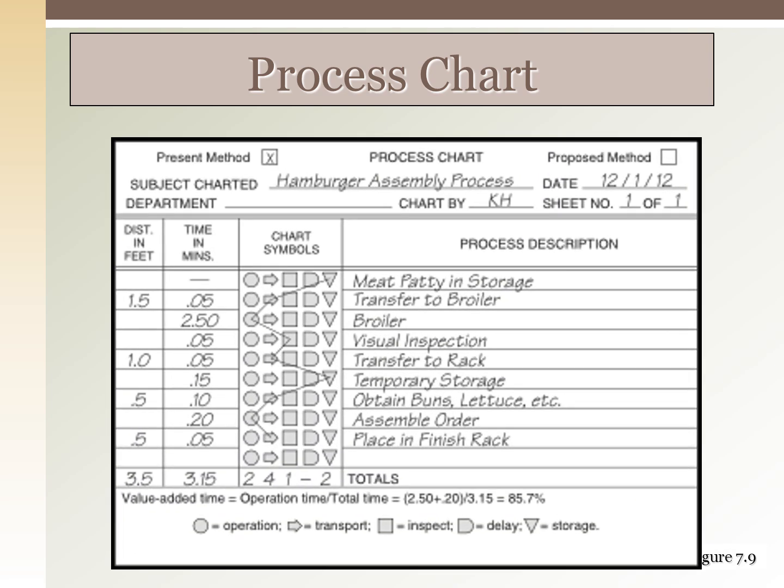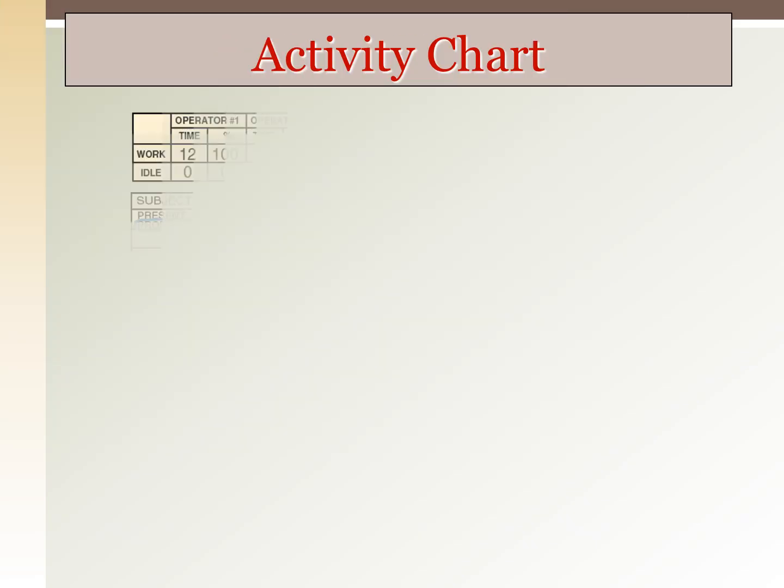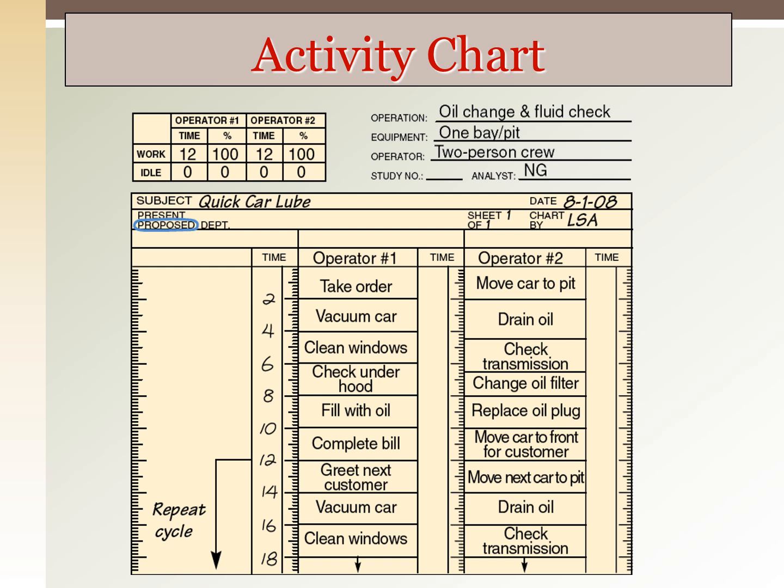Process chart also looks like this, and you'll notice it shows the operation, which is transport, which is actually moving, what steps require inspecting, where there might be a delay, and when that step is going to storage. An activity chart looks like this, and it pretty much defines which operator does what, when, and how long it should take to do it.